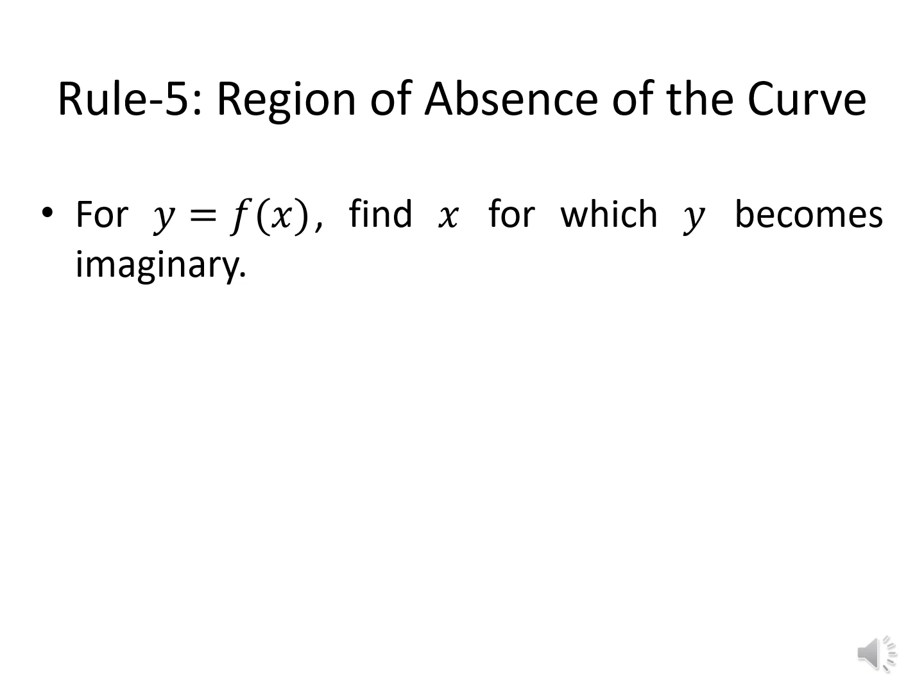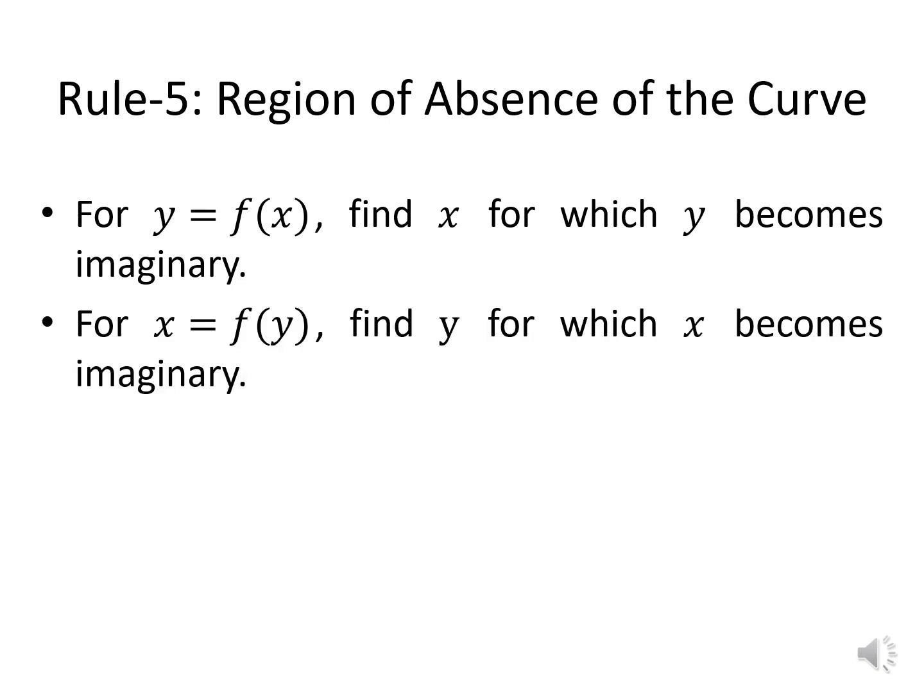Now come to rule 5, that is region of absence of the curve. That means you have to find the values of x or y for which the curve does not exist. If your equation is solvable for y, that is y is equal to f(x), then you have to find the values of x for which y is imaginary. It means for these values of x, y does not exist, hence the curve does not exist.